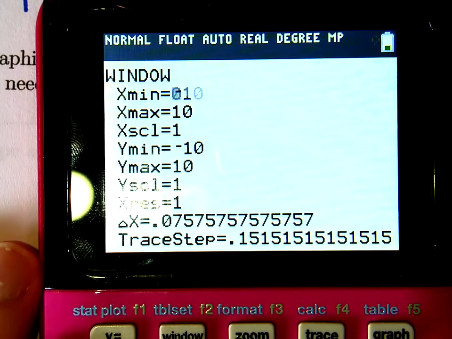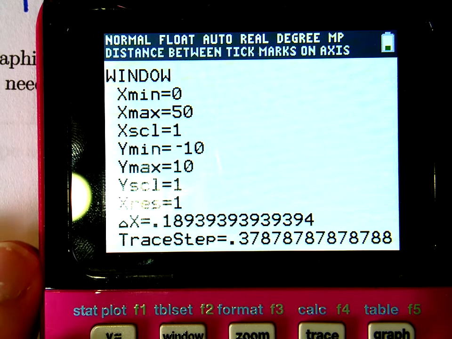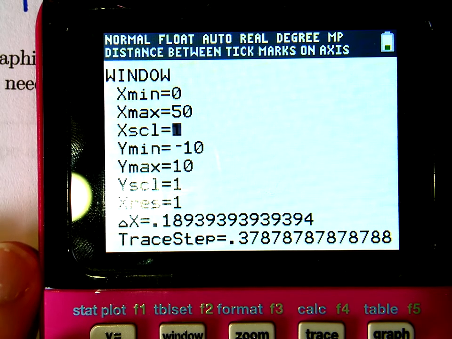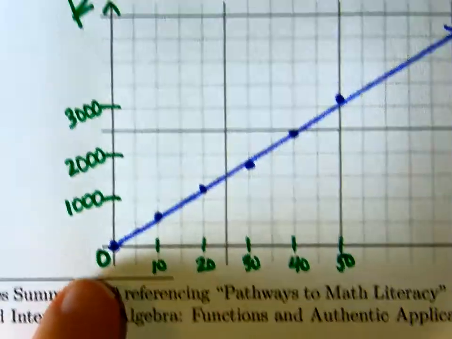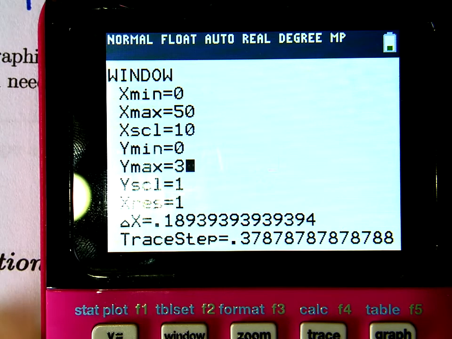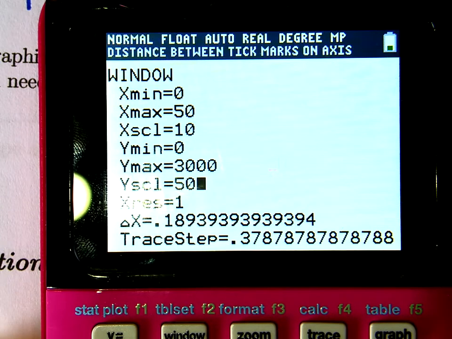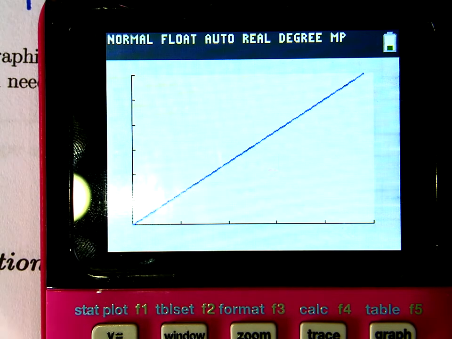X minimum, 0. X maximum, 50. Do we want it to scale by 1? We scaled by 10. Our Y minimum was 0. Our Y maximum was 3,000. And we scaled by 500. Graph. And voila. Ooh, that looks very similar to our graph.